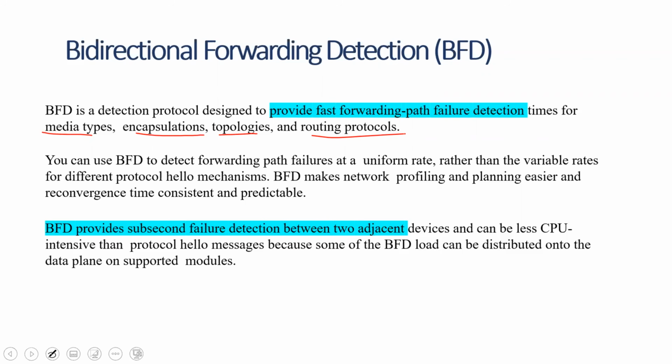So that means that if other protocols use 10 seconds to send the hello packets and then get timers of, for example, 40 seconds to detect that the peer is not responding, BFD is using milliseconds to detect that. And not only that, they detect the failure or neighbor unreachability. BFD is less CPU intensive, and that's a very important thing. And second, BFD makes network profiling and planning easier.